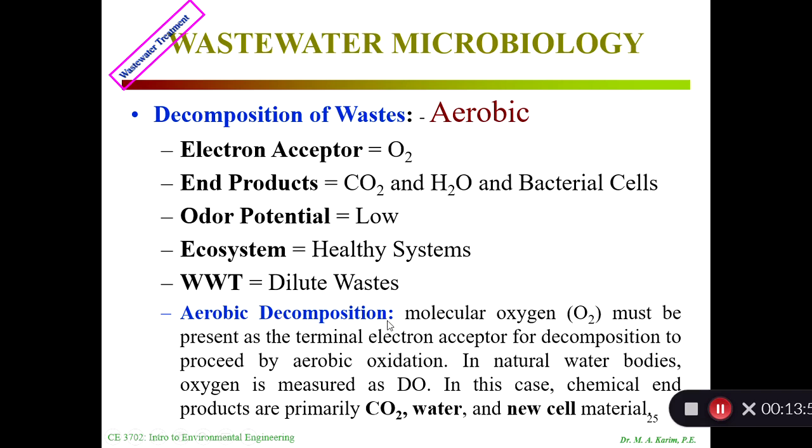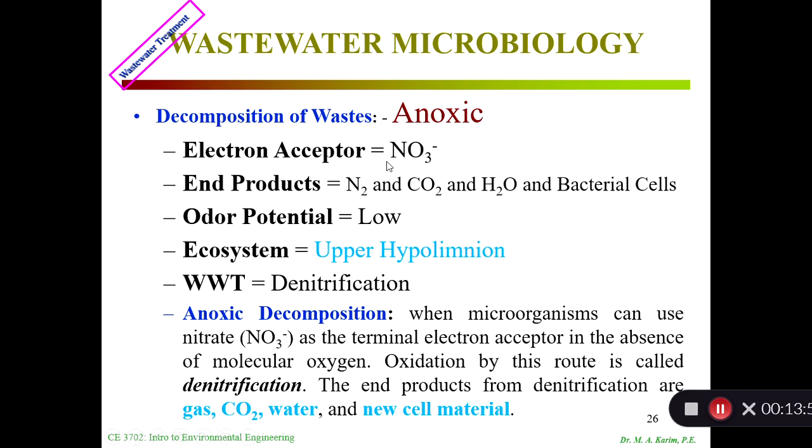So these are more descriptions of that. I'm not going to go through all of those. Anoxic usually uses nitrate as the electron acceptor. It creates end products of nitrogen gas, carbon dioxide, water, and bacterial cells. Odor potential is very low. The ecosystem is like the upper hypolimnion, and in wastewater treatment it is denitrification, which we mentioned before. The end products from the denitrification process are gas, carbon dioxide, water, and new cell material.